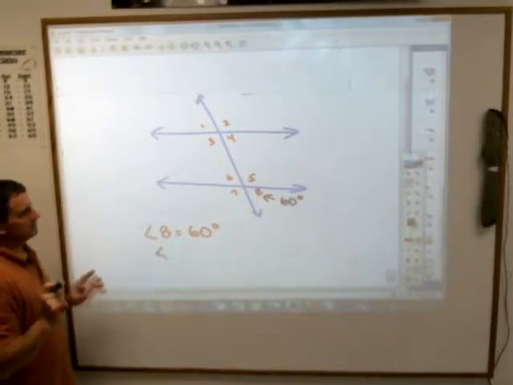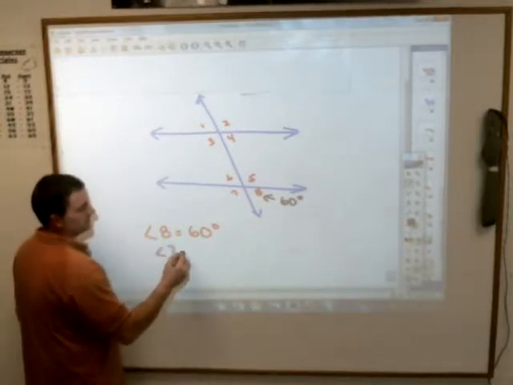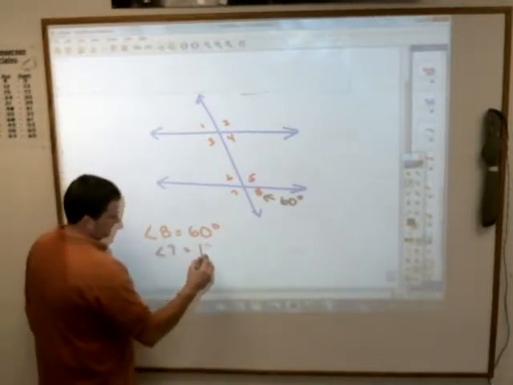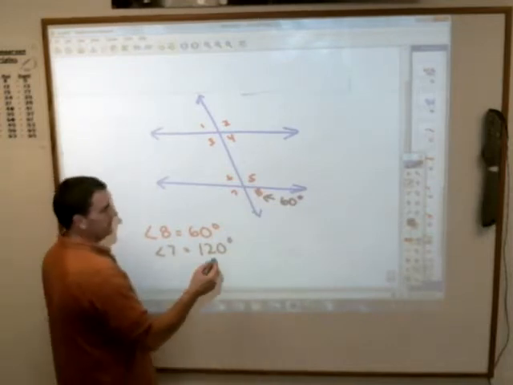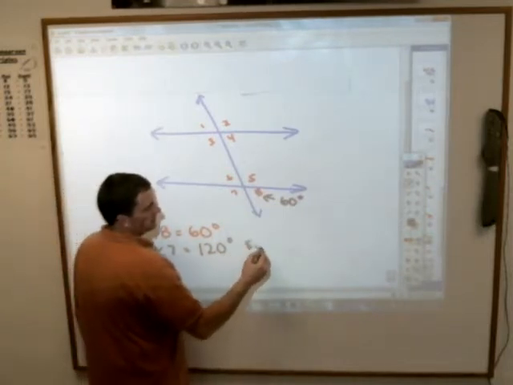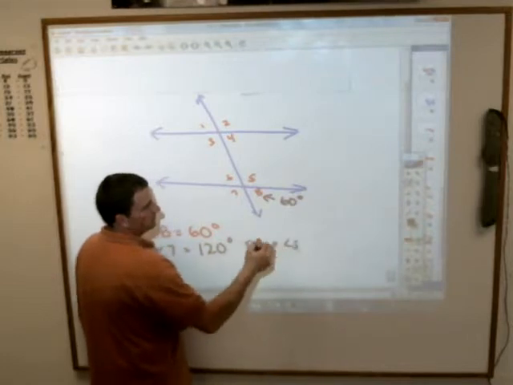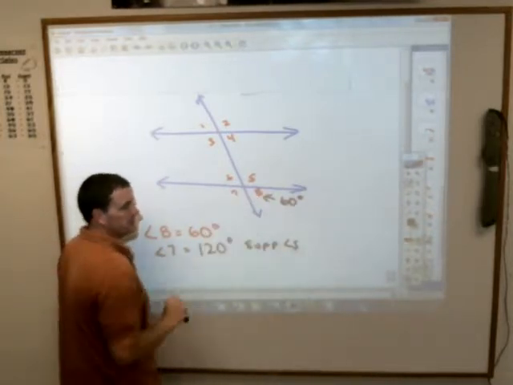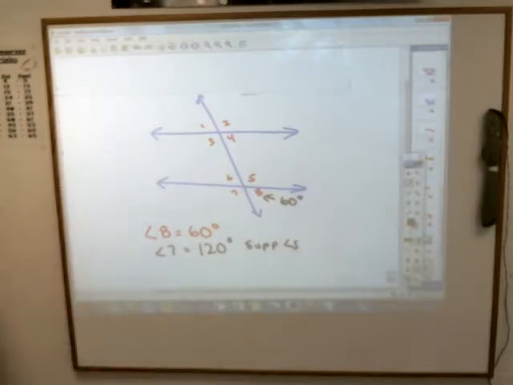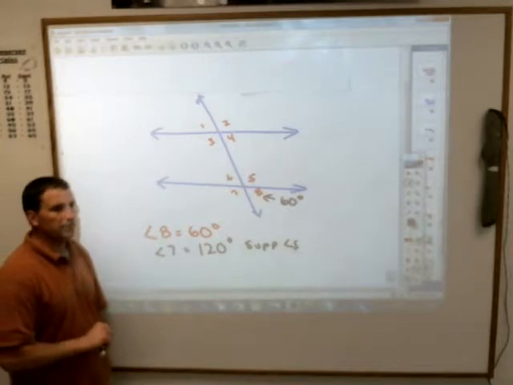Let's go 7. Angle 7 is 120 degrees, and then you have to state the reason why. Because they're supplementary. Right. And then you would say because of supplementary angles. These two have to form 180 degrees, so that has to be 120. That's a definite given there. Perfect. Let's go a little higher here, a little deeper, a little wider.